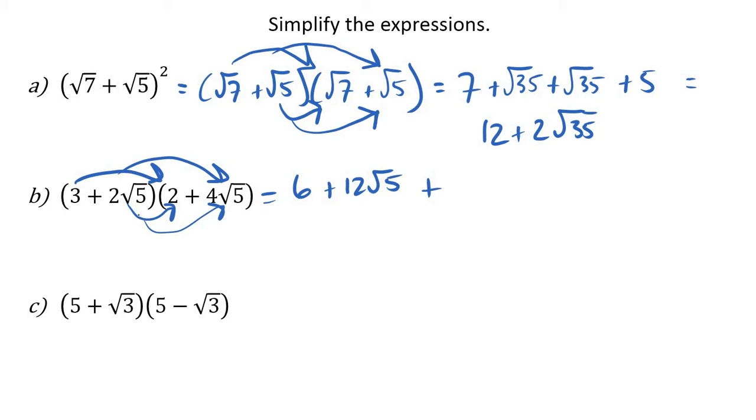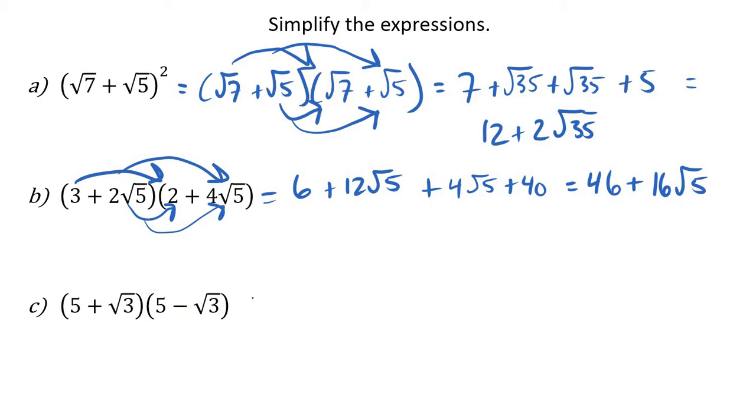2 root 5 times 2, that would be 4 root 5. And then times 4 root 5. So 2 times 4 is 8. Root 5 times root 5 is 5, so we have 8 times 5, so that's actually 40. That's just a nice number. And then you simplify. 6 plus 40 is 46. And 12 root 5 plus 4 root 5, we've got 16 square root of 5. Okay?